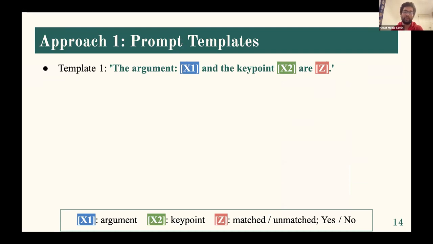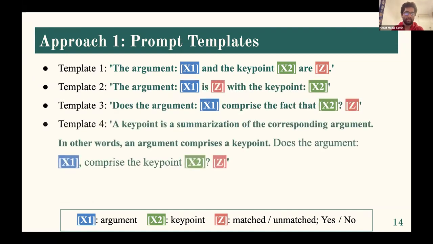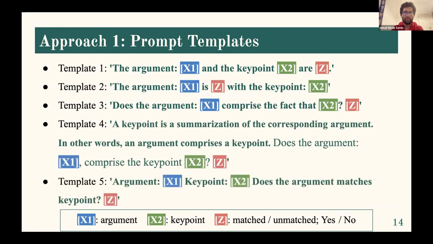So we pass the argument to the X1 slot and the key point to the X2 slot, and the output slot can contain either match or non-match. We have several other templates here, which are like natural language. For example, the third template is like, does the argument comprise the fact, then the key point, and then either yes or no in the Z slot.